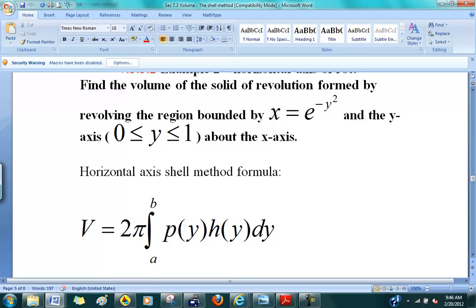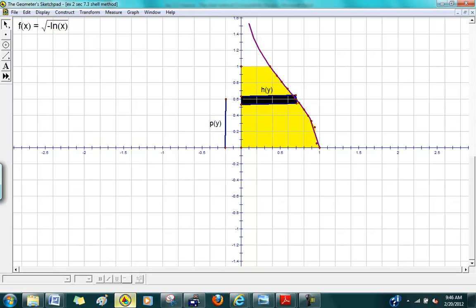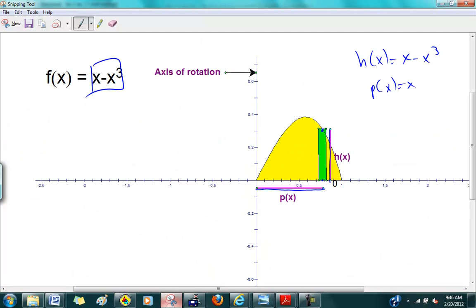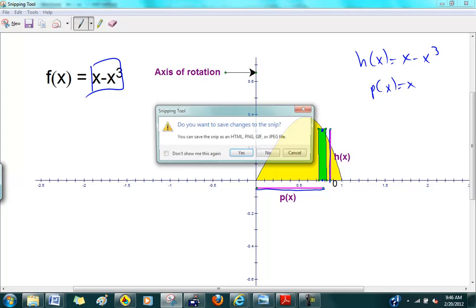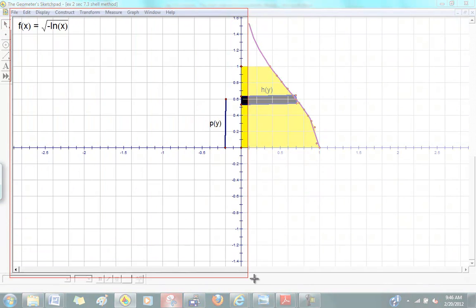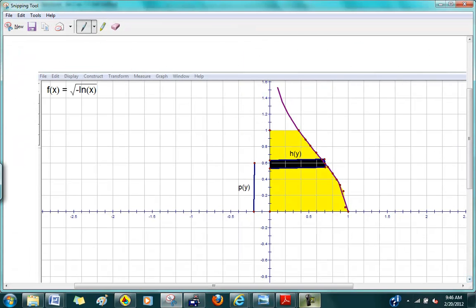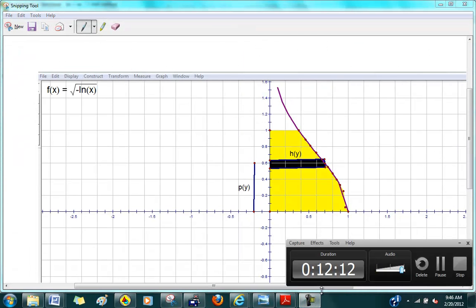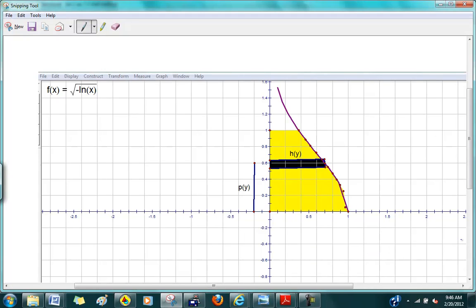Right, so taking a look at what the graph looks like, I'm going to snip this out. Close my other snip first. Make sure I'm going. Okay. All right, so here is the region that I'm rotating. I'm rotating about the x-axis, like that.